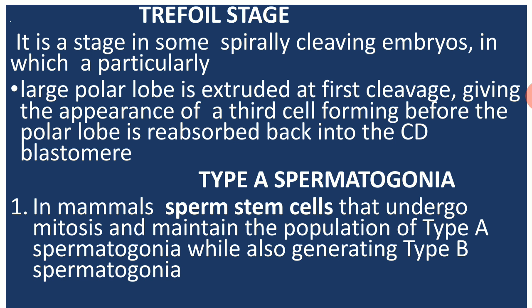Type A spermatogonia. In mammals, sperm cells that undergo mitosis and maintain the population of type A spermatogonia while also regenerating type B spermatogonia.